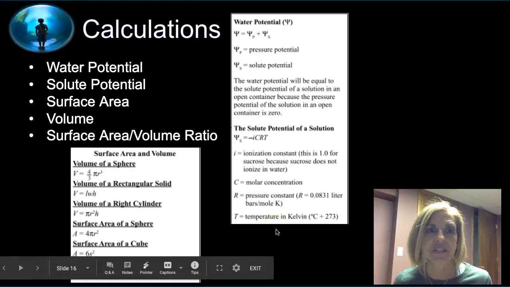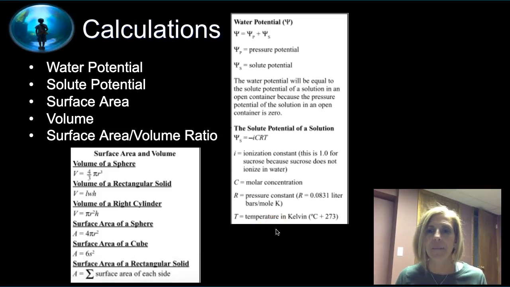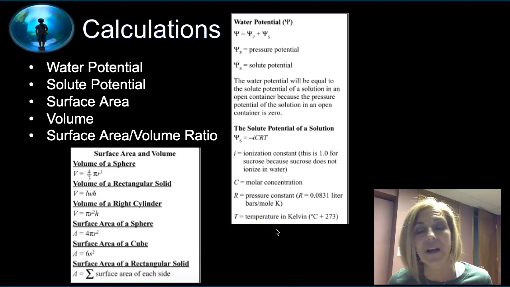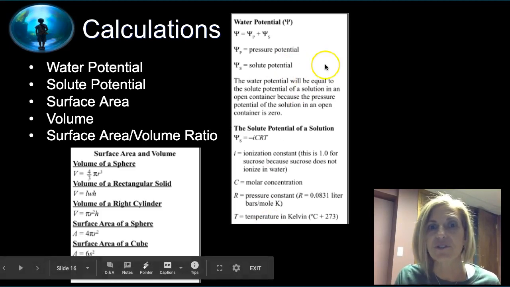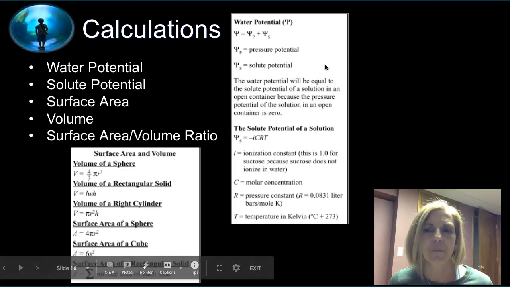When doing calculations, here are calculations that could come up in this unit. And again, I'm not sure how much calculation they would include in a 45-minute FRQ. So water potential, solute potential, just go back maybe and review those. You have a formula sheet. It tells you what each of the letters refers to. All you have to know is how to plug in the numbers, right? So just be familiar with that.